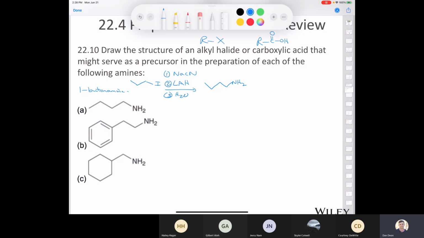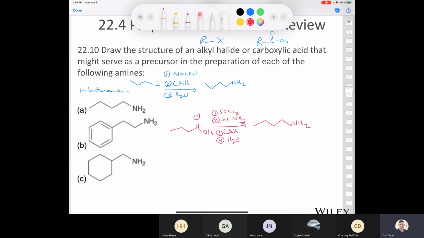Now, if I wanted to start with a carboxylic acid, I'd have to start with 4 carbons to begin with. So I'd start with a carboxylic acid with 4 carbons, 1, 2, 3, 4. So this is butanoic acid. What would I do first? First, I'm going to treat it with thionyl chloride, then I'm going to treat it with excess ammonia. That's going to make the primary amide. We've seen this today. Then I'm going to treat it with lithium aluminum hydride, followed by treatment with water. And that would also give me the desired primary amine.